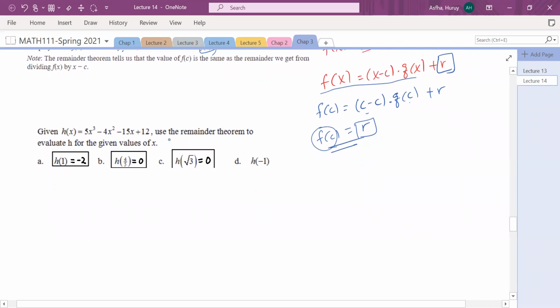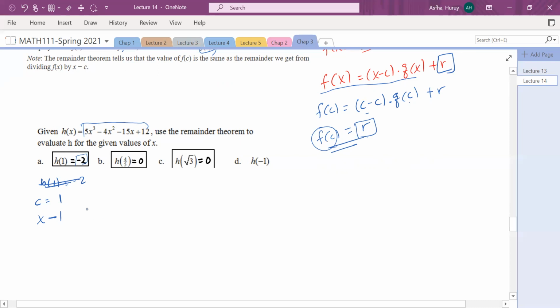For example, now let's look at this one. If we have a function h of x equals 5x cubed, then use the remainder theorem to evaluate h for the given values of x. So we wanted to find h of 1 equals -2. Now this is the remainder, right? This is r. And c is, in this case, 1. Therefore, we need to divide this polynomial by x minus c, which is x minus 1, and then we get the remainder -2. Okay, we are just trying to evaluate if this is true or not.